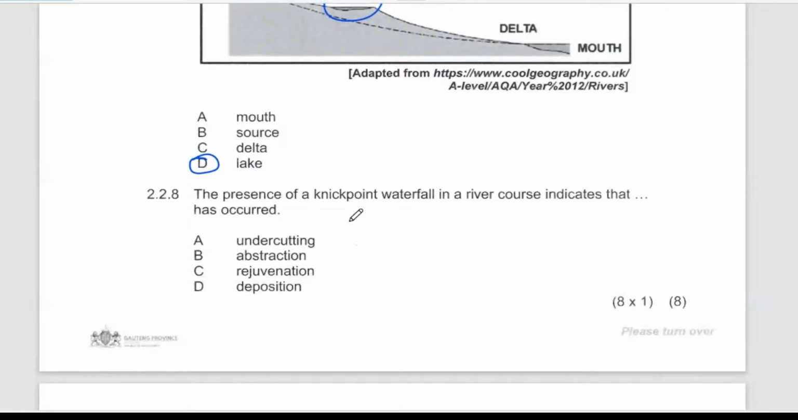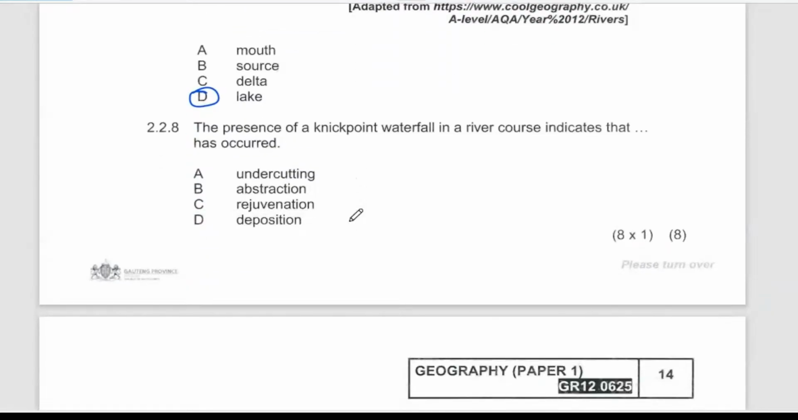Number 2.28 says the presence of a nick point waterfall in a river course indicates that dash has occurred. What facilitates the development of nick point waterfalls is rejuvenation. If a river has renewed its energy, it will start eroding again. And as it erodes, if it reaches a point where there is a hard and resistant rock, it will fail to erode it effectively, and there will be the formation of the nick point waterfall.